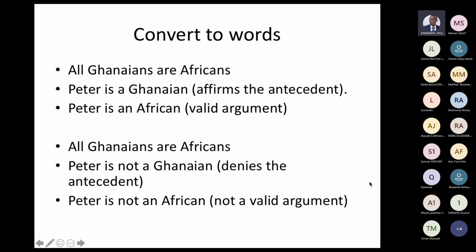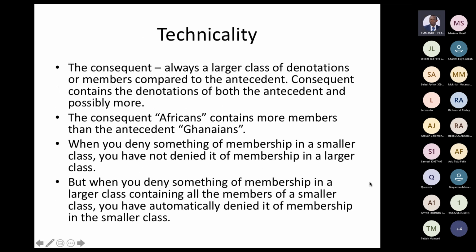The first one is valid, the second one is not valid. If you show that Peter is a Ghanaian, then you have automatically shown that he's an African. If you show that Peter is not a Ghanaian, you have not automatically shown that he's not an African. Now, why is it like this? Now, let's look at the technicality.